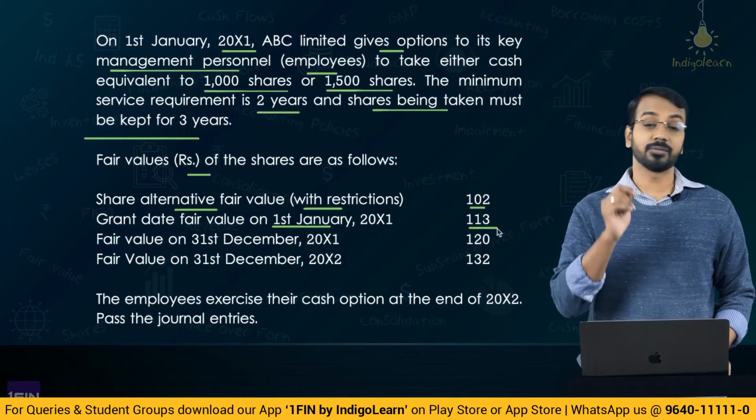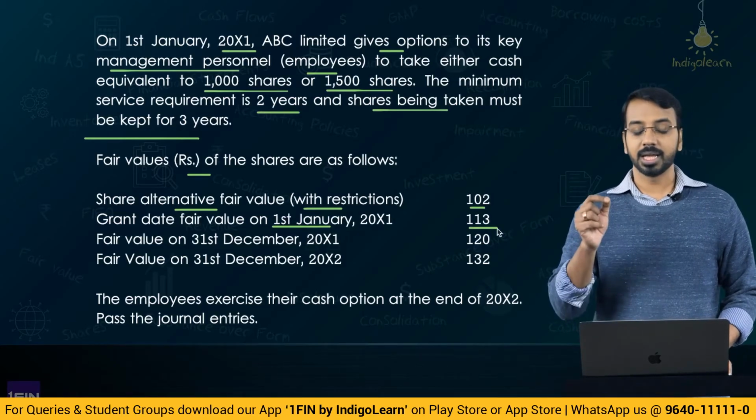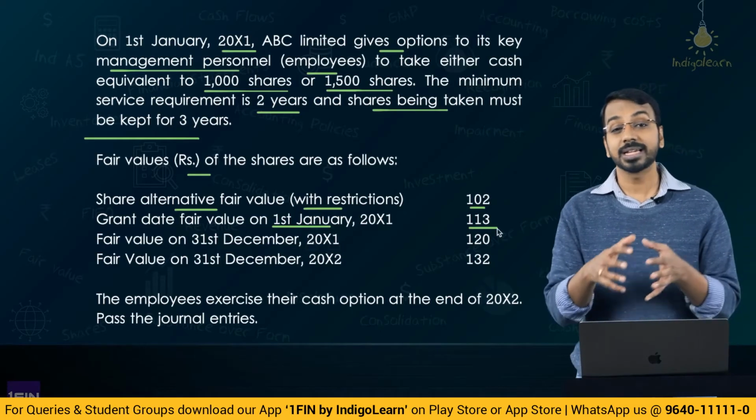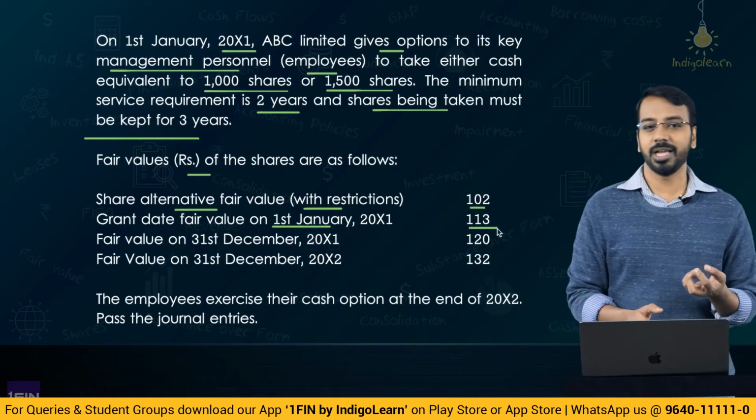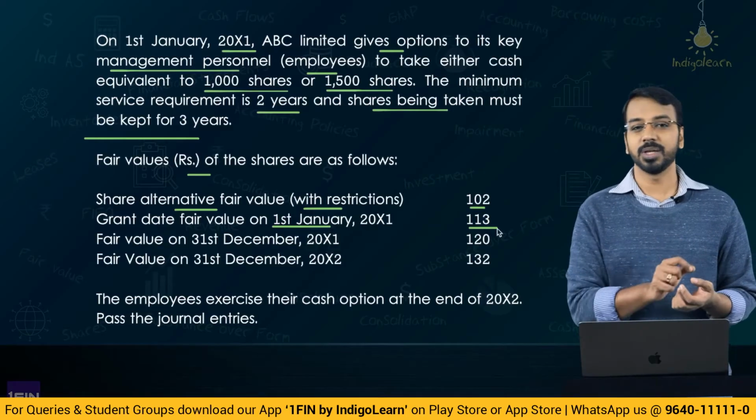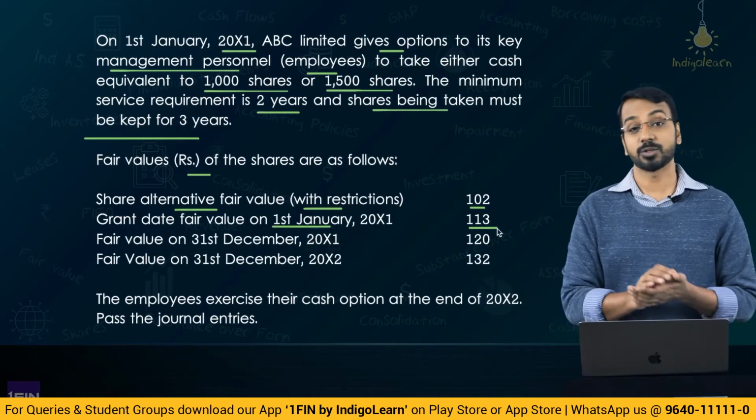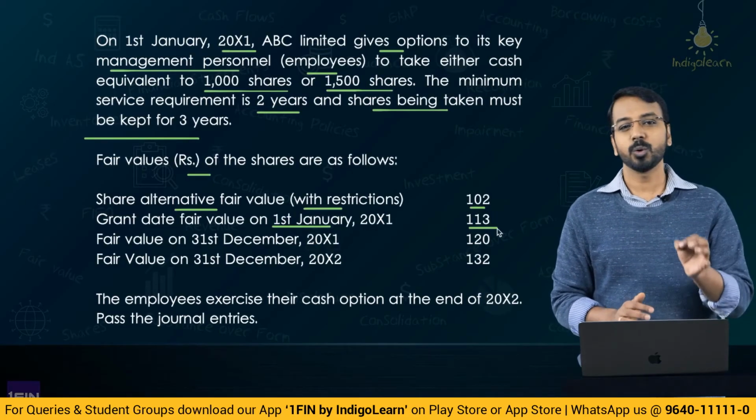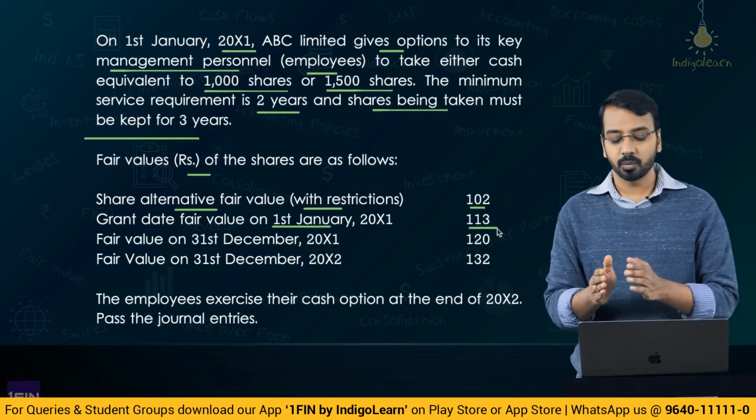Now, two things that you have to keep in mind. The first thing is 102 is the fair value of the share alternative. That is when you take the shares and you have to keep them for a 3 year period, the fair value is determined as 102. But if you take cash, the fair value of the cash alternative is 113.